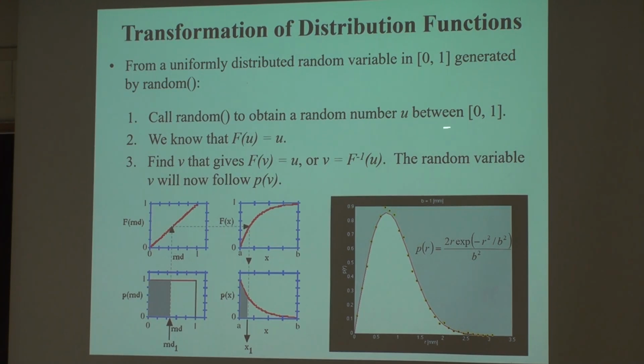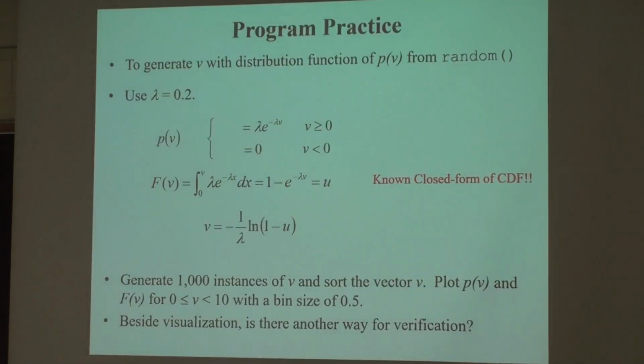The mathematical procedure is this: get a U. We know that the distribution function satisfies F(V) = U. Find the V that corresponds to this, and you get your random number. Let's practice once. Say I want to generate a random variable V that follows this distribution.